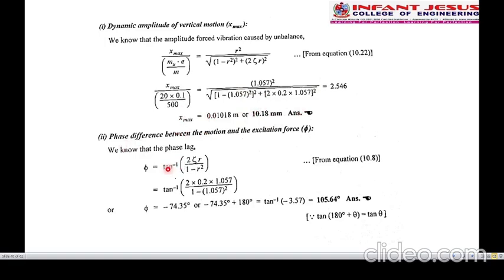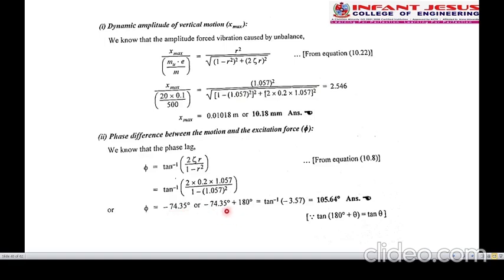The phase difference formula is phi is equal to tan inverse of 2 zeta r by 1 minus r square. Using this formula you can find the phase lag or phase difference. Substitute for zeta and r. Now we can find the answer. It is obtained as minus 74.35 degree.